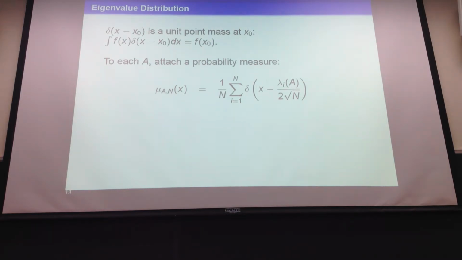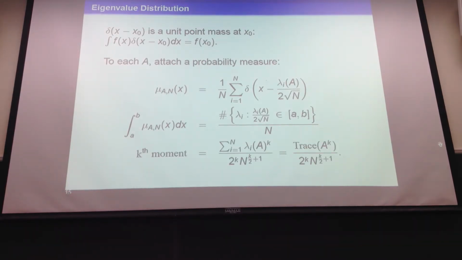And again, the 2 is not important. It's the square root of n that really matters. So if we want to now calculate how many normalized eigenvalues we have in the interval ab, well, we just integrate from a to b. And we can calculate the kth moment.